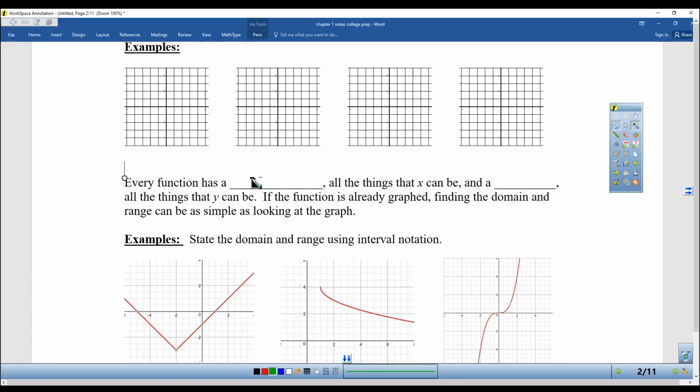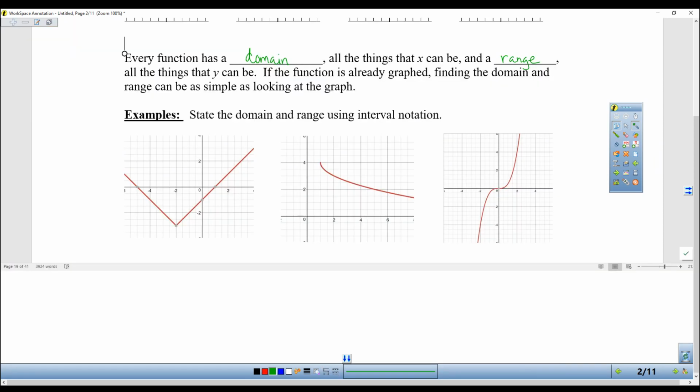Every function has a domain. A domain is all the things that x can be. And a range. Range is all the things that y can be. If the function is already graphed, finding the domain and range can be as simple as looking at the graph.